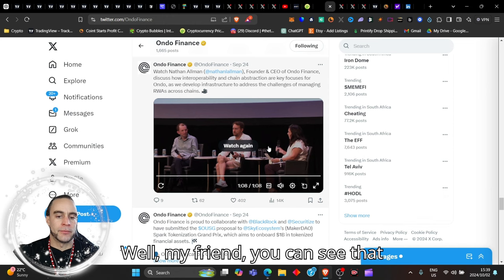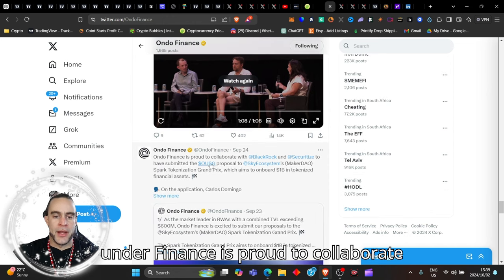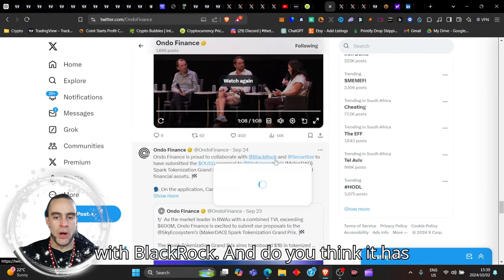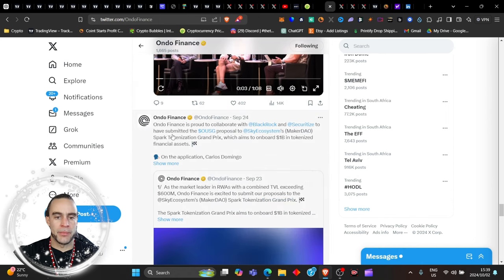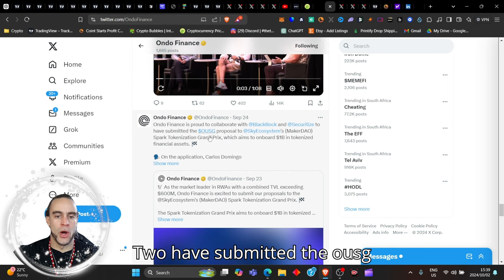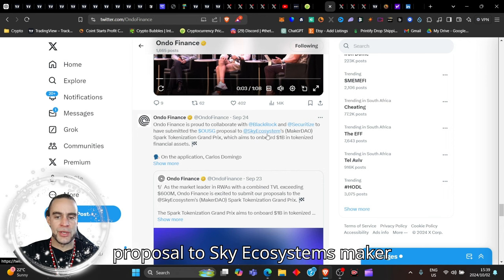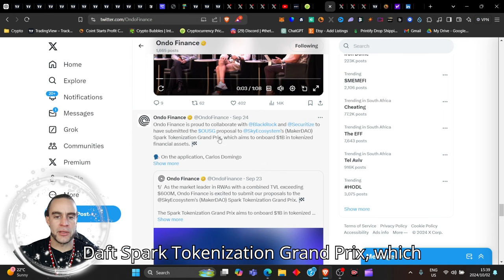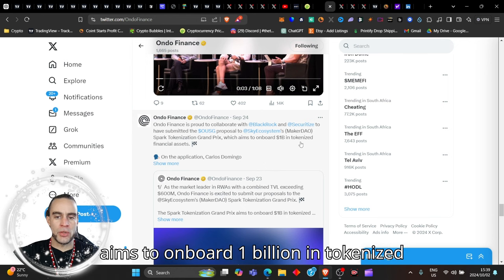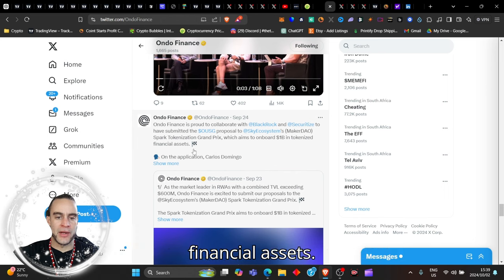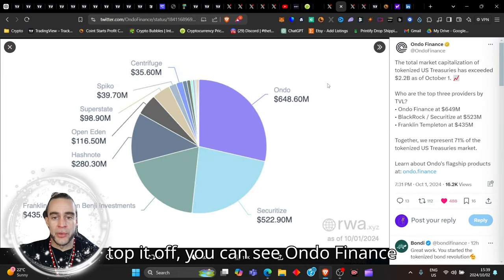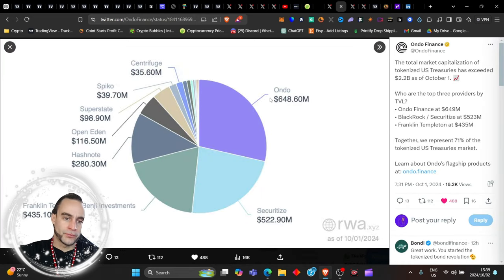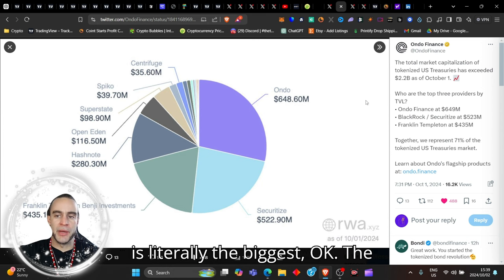Well, my friend, you can see that Ondo Finance is proud to collaborate with BlackRock. And as you think ahead to the next 2-3 years, Ondo has submitted the OUSG proposal to Sky Ecosystems MakerDAO Spark Tokenization Grand Prix, which aims to onboard 1 billion in tokenized financial assets. The things are happening in Ondo Finance. To top it off, you can see Ondo Finance is literally the biggest, okay?